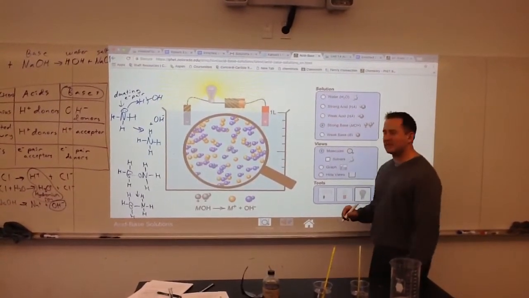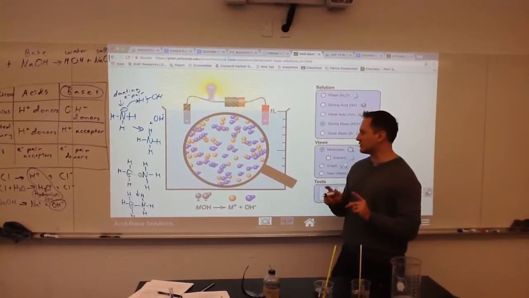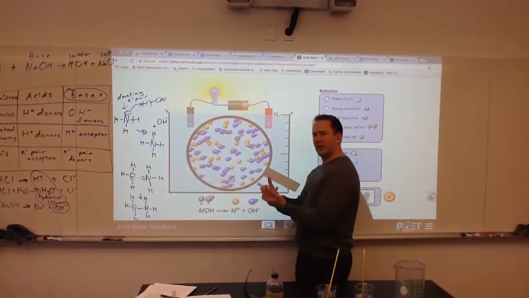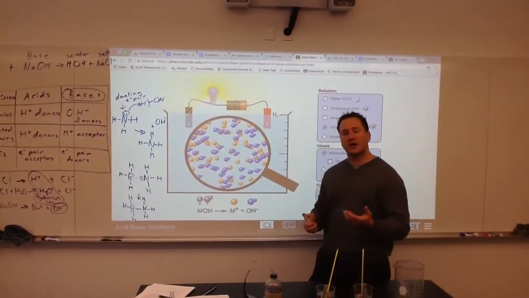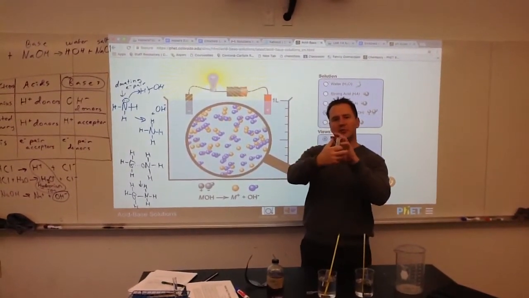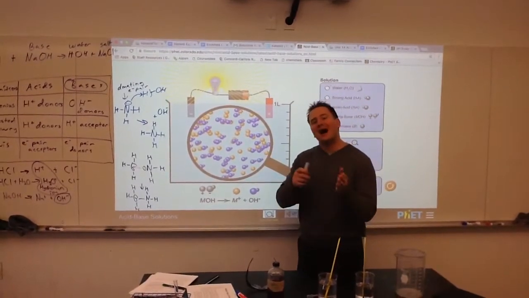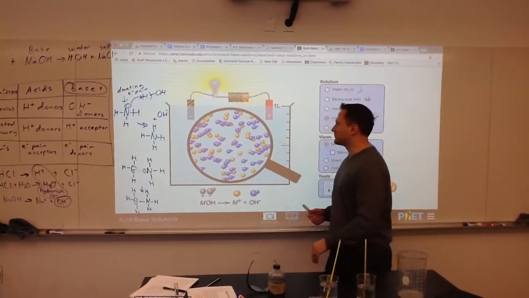If you have a strong base, it's going to dissociate 100% of the time. Notice I said dissociate for a base. Because it's an ionic compound, we have a positive and negative thing that are already positive and negative, separating. When we're talking about an acid, we have a neutral molecule where electrons get removed from the hydrogen and it ends up forming an ion. So we use the term ionization for an acid and dissociation for a base.